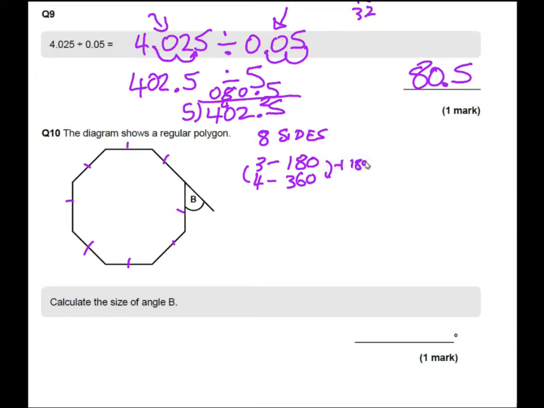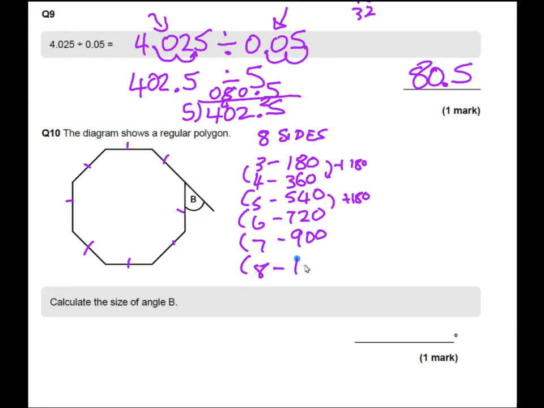So let's carry on doing this process. 5 sides gives us 540 degrees. 6 sides gives us 720. We're adding 180 every time. 7 sides gives us 900 degrees. Therefore, an 8-sided shape is 1080 degrees. We just kept adding 180 degrees every time we added a side. So we know that the angles inside an 8-sided shape add up to 1080.